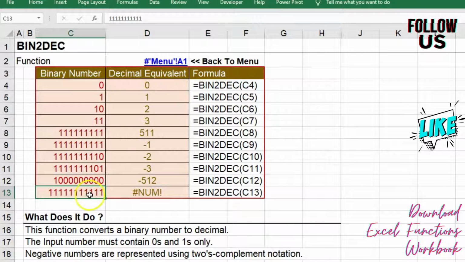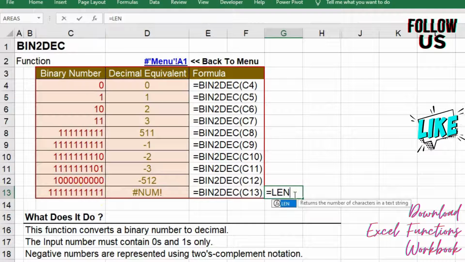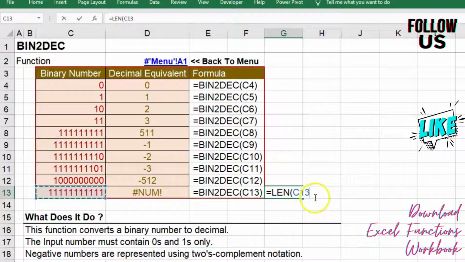So let me check the number of characters we have here using the LEN formula and refer to this. So we have 11 characters here. That's why we have this error. Don't forget, we can only have less than 11, that is 1 to 10.